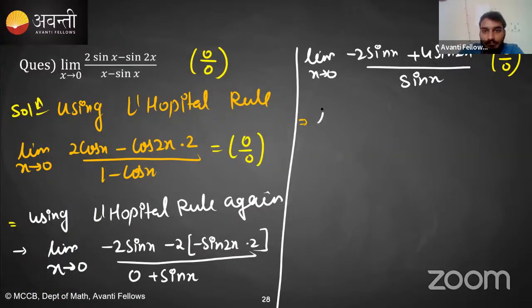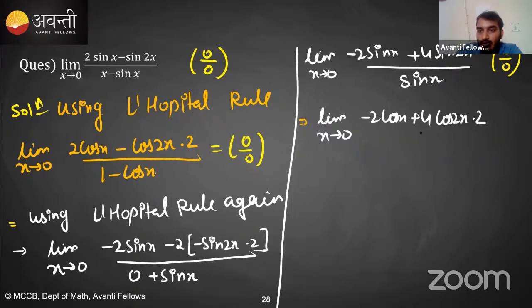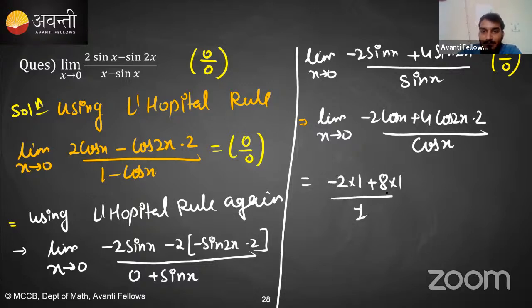Limit x tends to 0. Differentiation of sin x is cos x. So minus 2 cos x plus differentiation of sin 2x, 4 into cos 2x into 2, divided by differentiation of sin x, which is cos x. Now check. Put x equal to 0. We no longer have an indeterminate form. So now we got rid of the indeterminate form. It means we can directly put x equal to 0 to find the limit. So minus 2 into 1 plus 8 into 1 divided by 1. Minus 2 plus 8 means 6. So that is the answer.